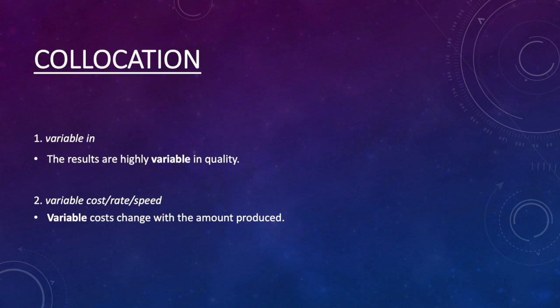Let's have a look at the collocations for the word variable. The first one is variable plus in. Like you see here, variable in. And secondly, we would add the word variable in front of nouns like cost, rate, and speed. Like a variable speed controller, for example.